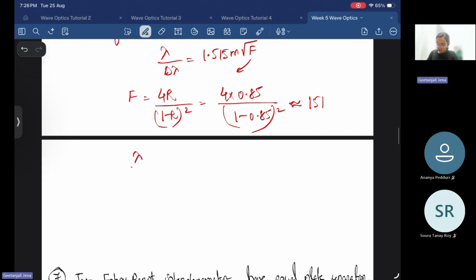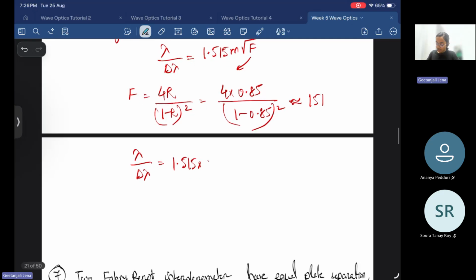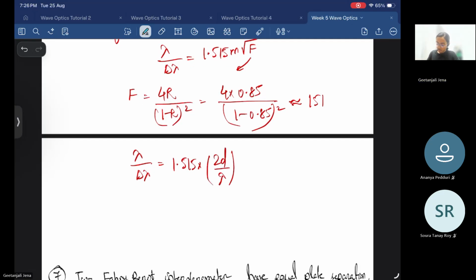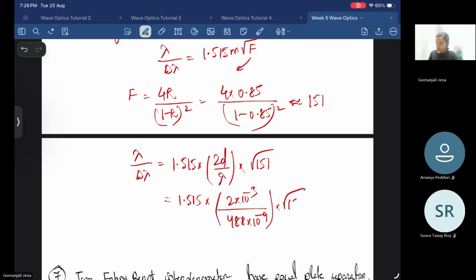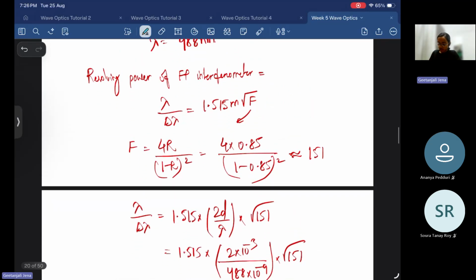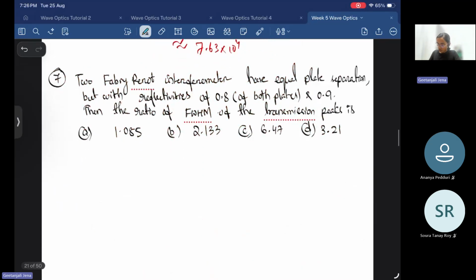So lambda by delta lambda equals m times square root of 151. M we can write as 2d by lambda. So d is also given, 2d is 2 into 10 to the minus 3. Wavelength is 488, which will be 7.63 into 10 to the 4. Okay. So let us move to question number 7.